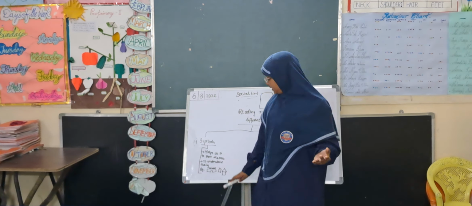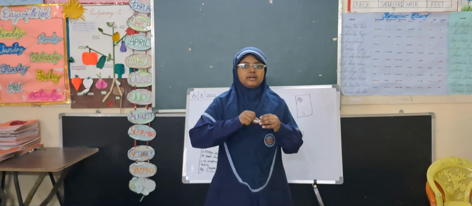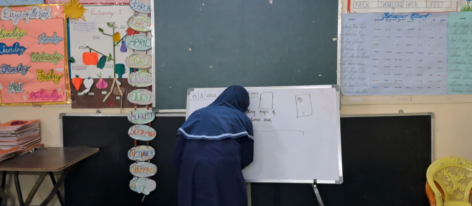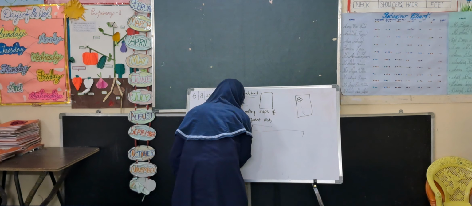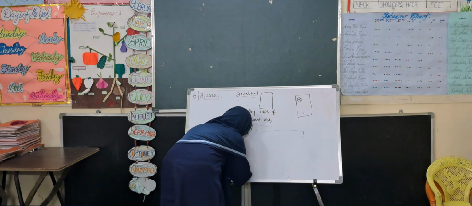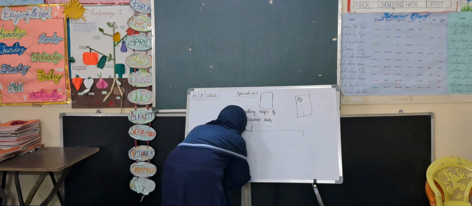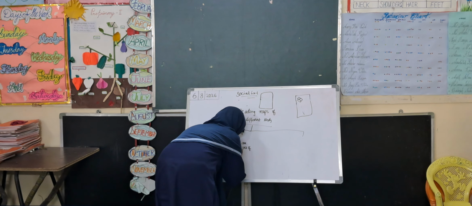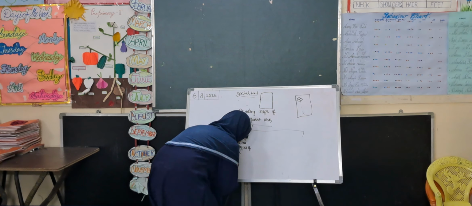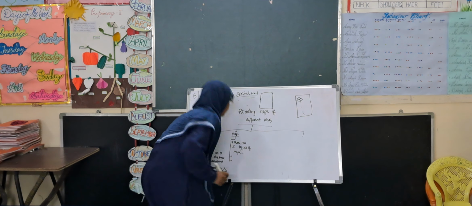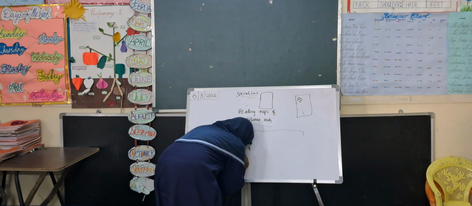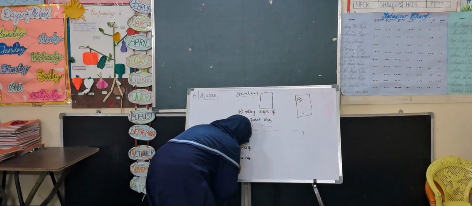Now we are going to learn how maps help us. There are so many different types of maps, but here I am going to explain two types of maps, which are physical maps and political maps.